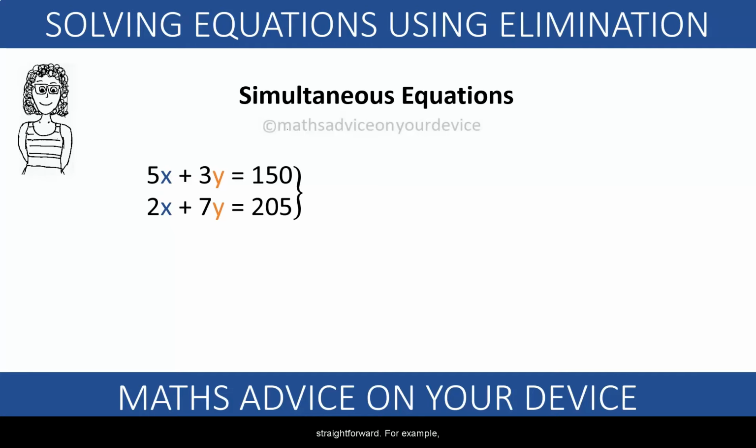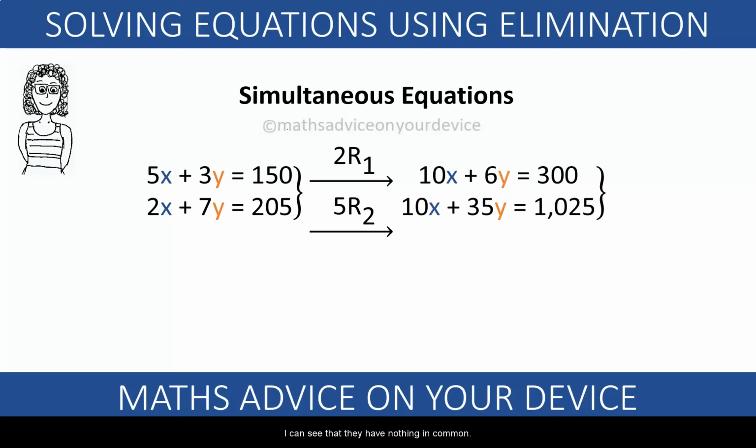Some pairs of simultaneous equations are not that straightforward. For example, when looking at the coefficients of both x and y in this pair of equations, I can see that they have nothing in common. So what I'm going to do is multiply the first equation by 2 and the second equation by 5. Can you see why?